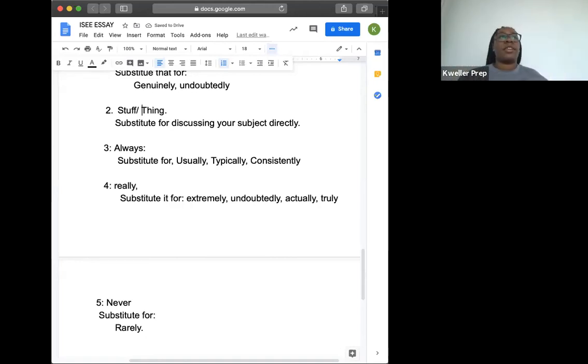A filler word is a word that doesn't have much meaning, but it wastes space. Rather than saying stuff, just discuss the subject directly. So in the case of, say, I have a lot of stuff, if you're looking at your room, you can say, I have a lot of clothes. I have an excessive amount of blankets. Saying stuff is not a sophisticated way of expressing yourself.